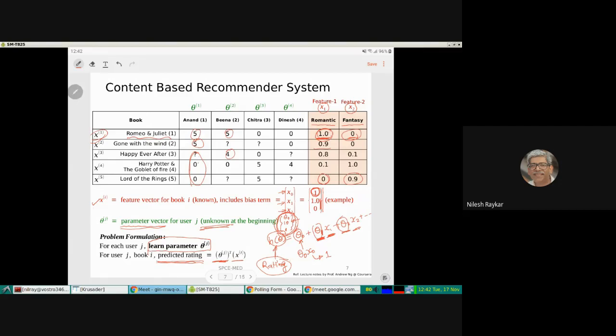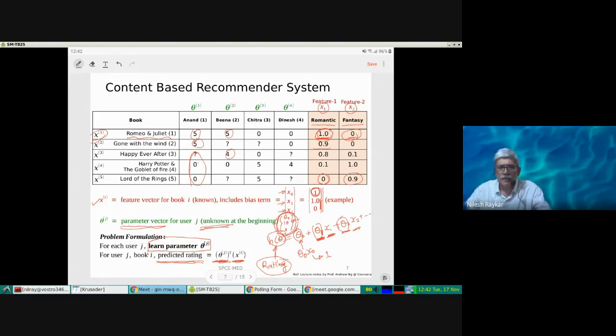So using this particular definition of the hypothesis function, we can obtain the ratings if we know the content and theta values. In this case, theta values are not known, but if they are known, we can predict what the rating is for each of the books. So I'll just summarize this slide once again.